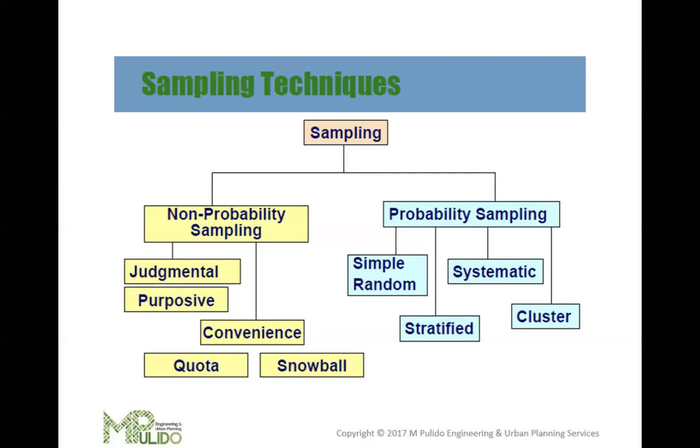Non-probability sampling methods do not involve random selection, and thus not every individual has a chance of being included in the sample. These methods are often easier and more cost-effective, but can introduce bias. So we have judgmental sampling, which is sometimes called purposive sampling.